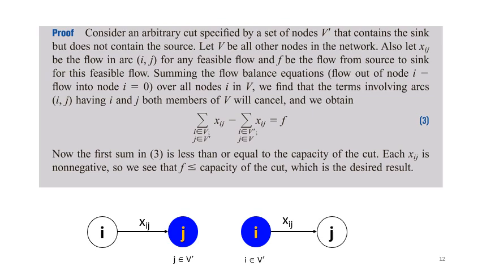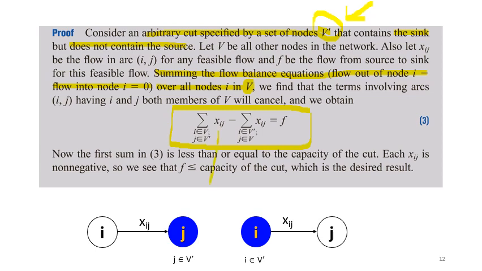So this is the first lemma. It says that if we have an arbitrary cut that is specified by a set of nodes V prime, which like before always contains the sink but does not contain the source, and then if we sum the flow balance equations, what is going out of the node minus going into the node, for all the nodes in V that we have not chosen to be in V prime, we find that this thing here holds.